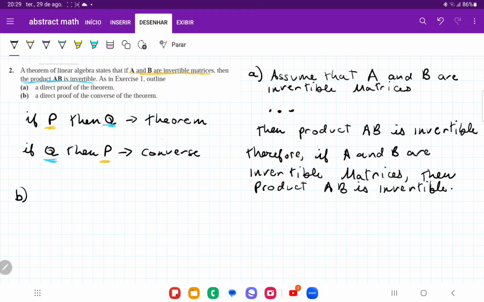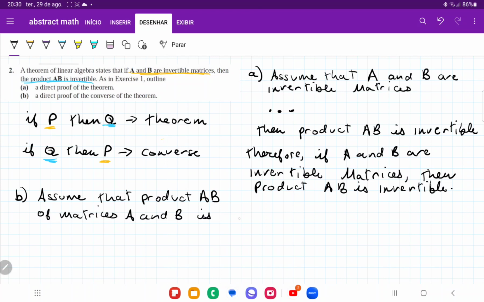So for item B, we're going to now do a direct proof of the converse of the theorem. So we're going to begin by assuming the hypothesis, assuming the conclusion. So we're going to assume that product AB of matrices A and B is, I guess I should put a comma here, is invertible.